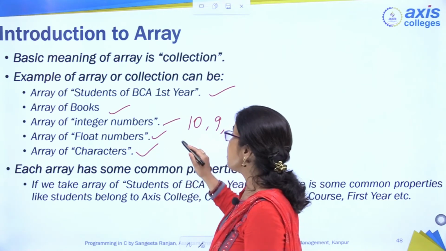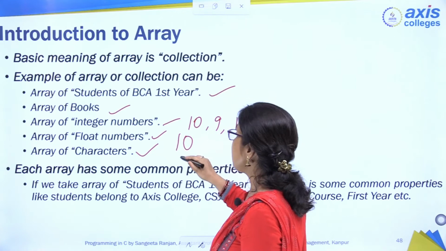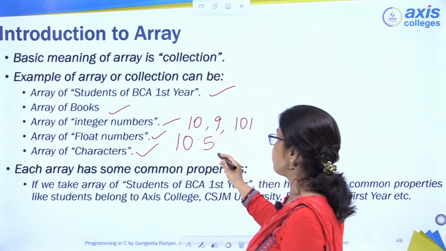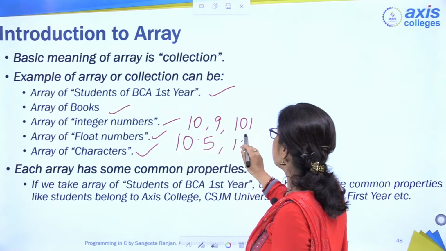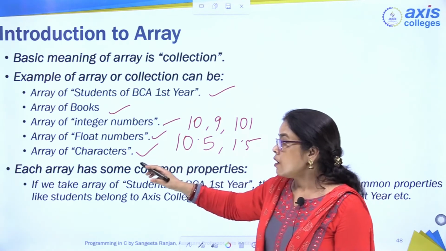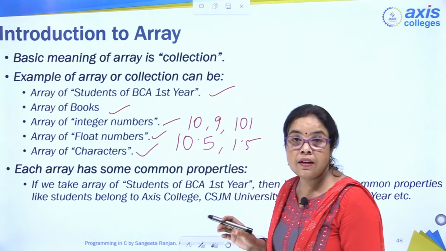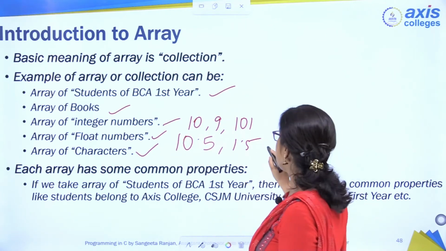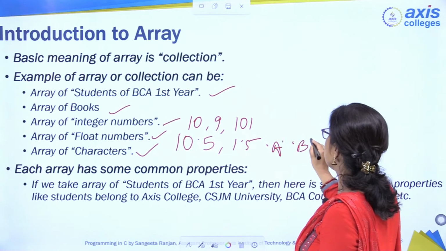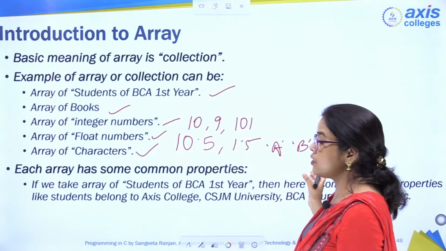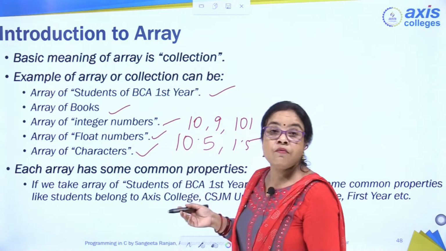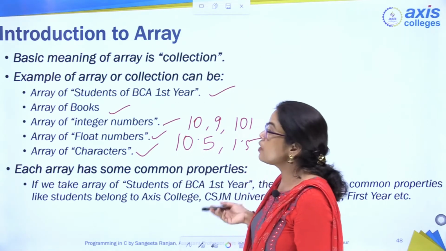Array of float numbers: every array of float numbers contains floating point numbers, that is 10.5, 1.5, like this. Array of characters: the array contains alphabets, like 'A' in quotes, 'B', like this. These are the collection of characters, the collection of alphabets, so it is called an array of alphabets. Till now we discussed the general concept of array.